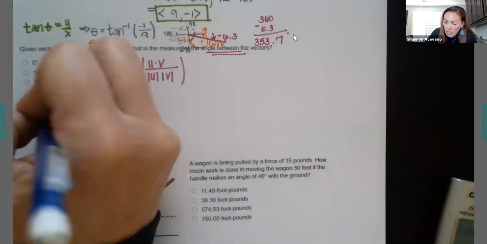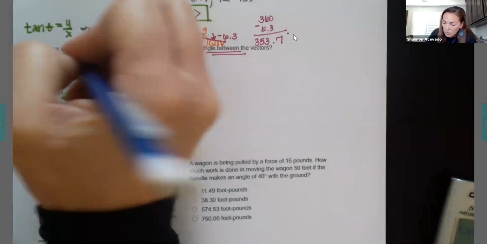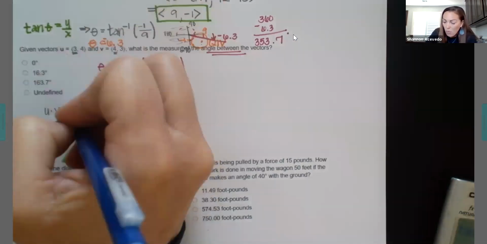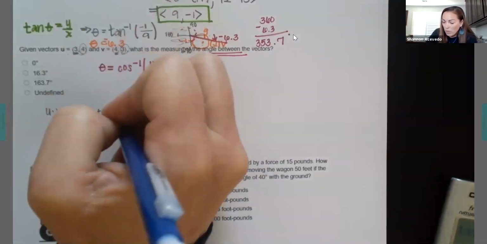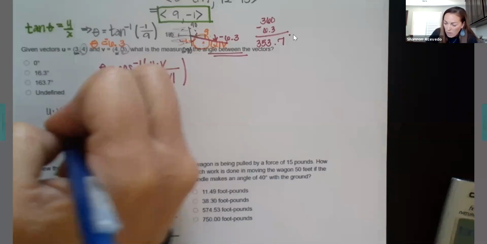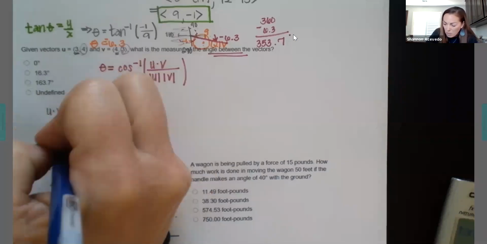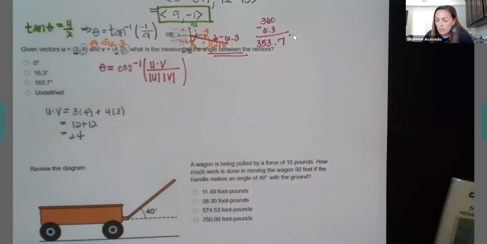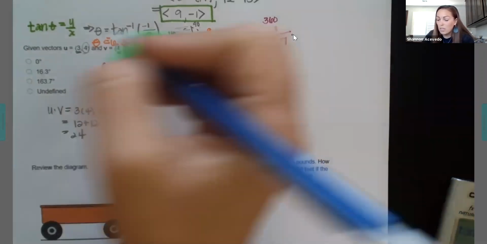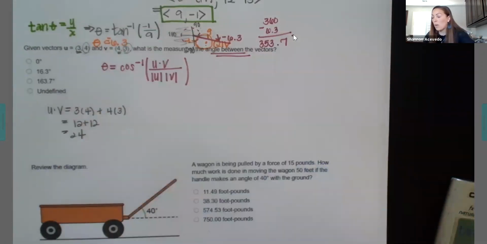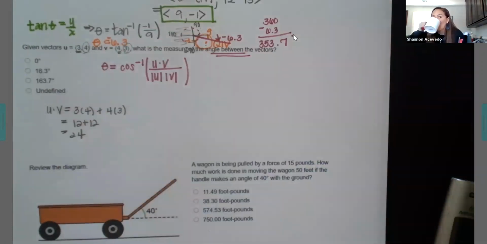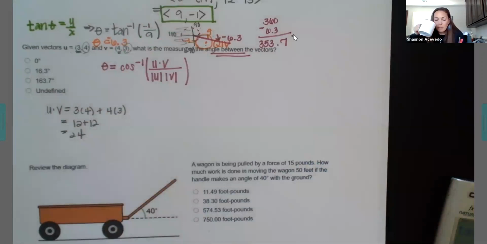So u dot v, I'm going to multiply the first 2 terms together. So it's 3 times 4, and I'm going to add it to the second terms. So 4 times 3 is going to be my 12 plus 12, which is going to give me 24. All right, so I know my dot product's 24. It's a positive number, so I know that it's going to be an acute angle. Actually, I know it's going to be acute.